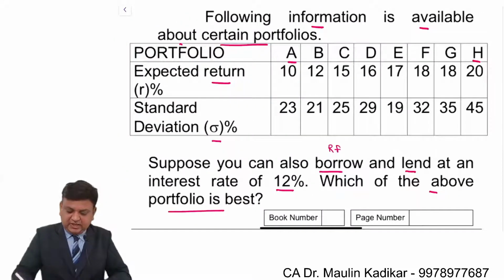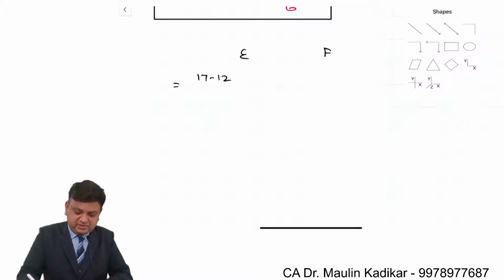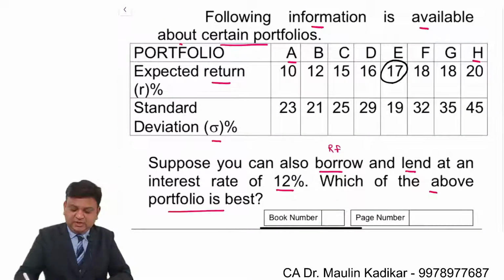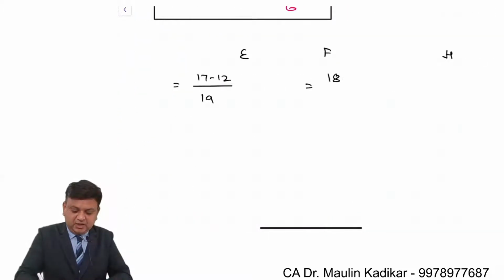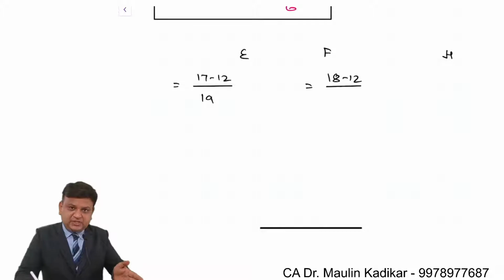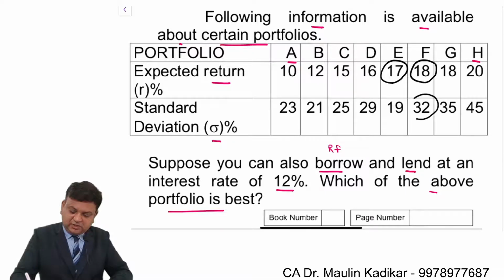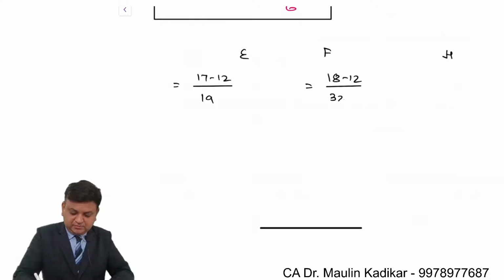When you invest in E, the return is 17. In comparison to the risk-free rate of return, it is more by 5%. Divided by standard deviation of 19. When you invest in F, the return is 18. In comparison to the risk-free, it is more by 6%. And for the return of that 6%, you have to take additional risk equal to 32%. That is over here 32%.